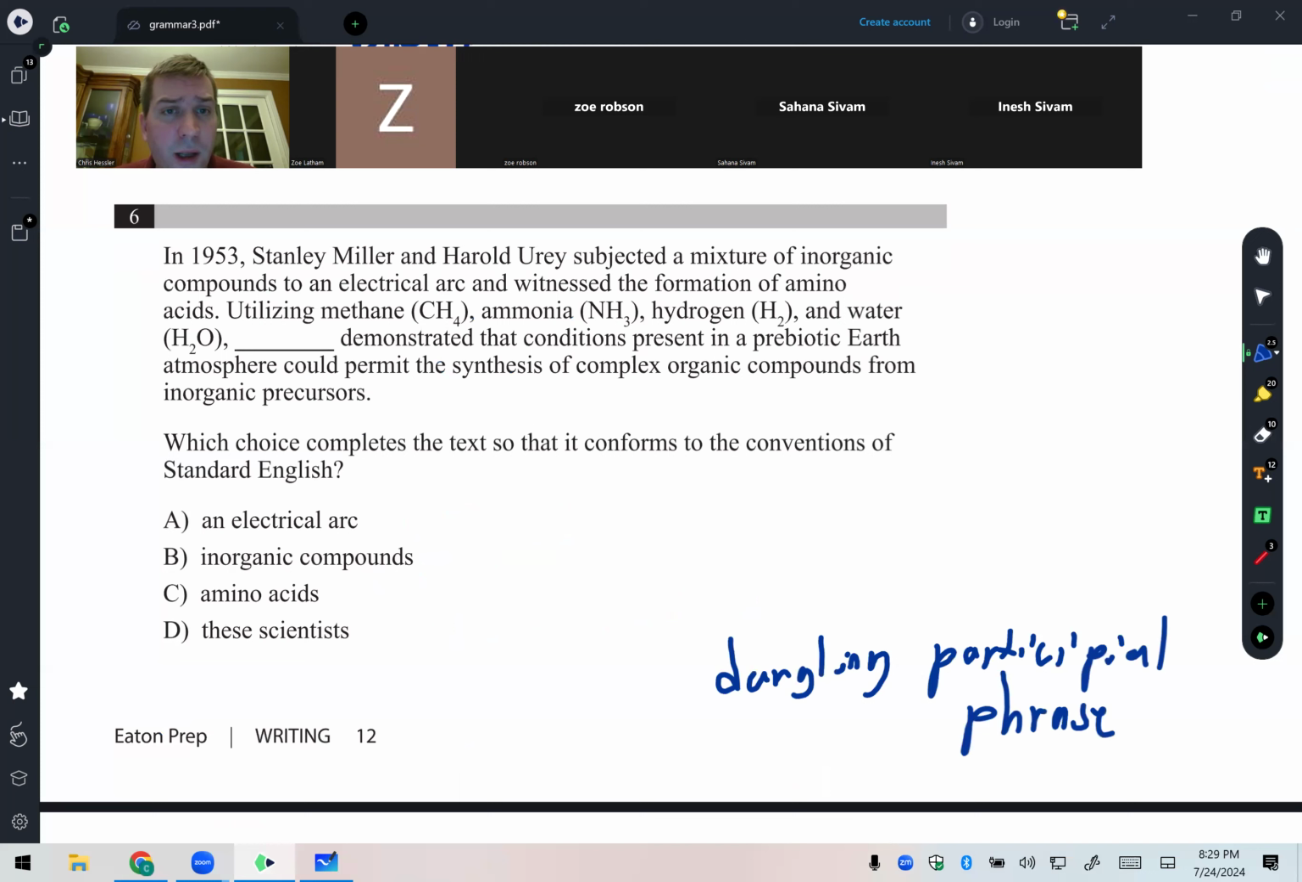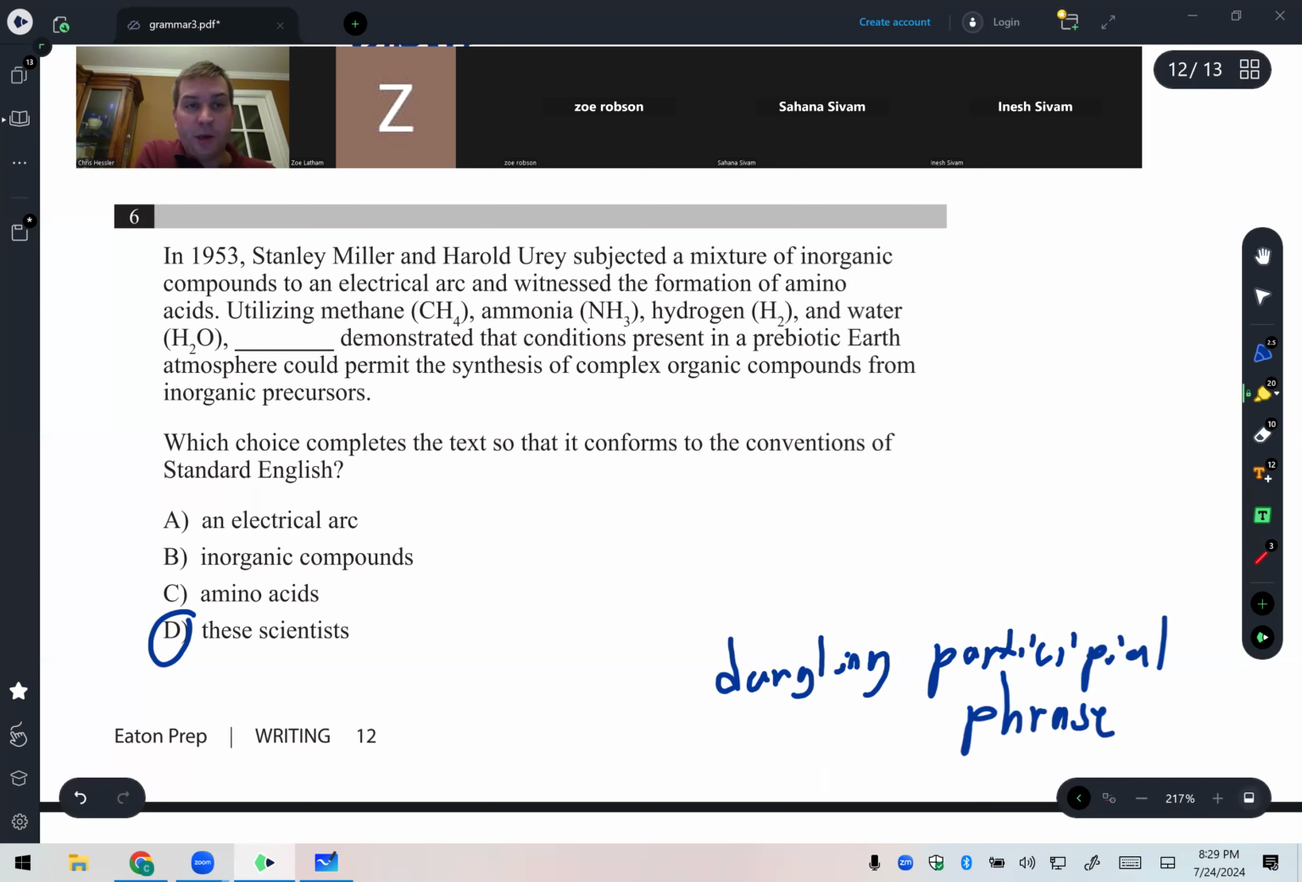All right, utilizing methane, ammonia, hydrogen, and water, the scientists demonstrated the conditions present in a prebiotic Earth atmosphere could permit the synthesis of complex organic compounds. The scientists, I'm just going to highlight the participle, they're the only utilizers we have. So nothing else can follow that comma. It has to be the scientists.